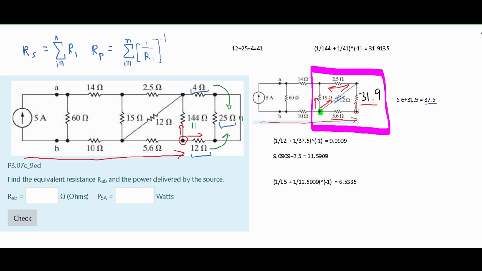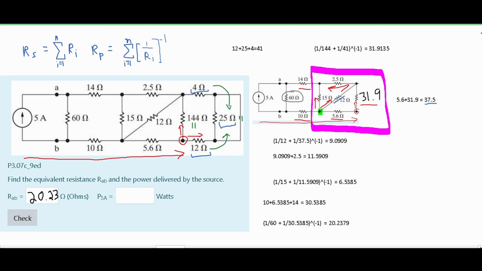Now, after we do that, we can see that this series is going to be in parallel with our 10 ohm resistor and our 14 ohm resistor. So we can just add them together. If we do this, we are going to get 30.5385. Now, that is going to be in parallel with this 60 ohm resistor, so we'll just use the parallel equation for this. And if we do this, we get 20.2379 ohms of resistance. That means that this is the total resistance, so this is RAB.